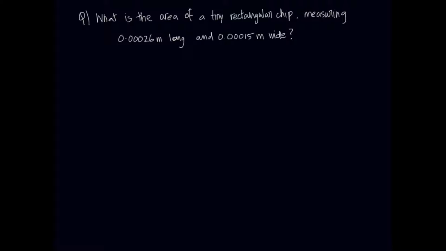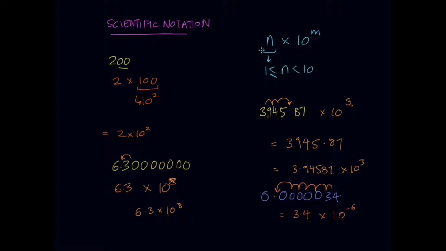Okay, so what you could do is first, I'm going to write down the data I have, 0.00026, and I have 0.00015. And the first thing I want to do is convert both of these values into scientific notation. Again, we're going to follow the same method as we did here. So we want it to be n times 10 to the something, and n has to be greater than or equal to 1 and less than 10.